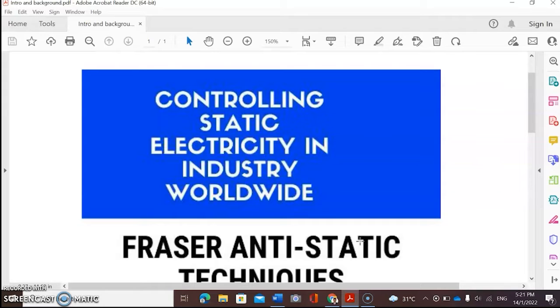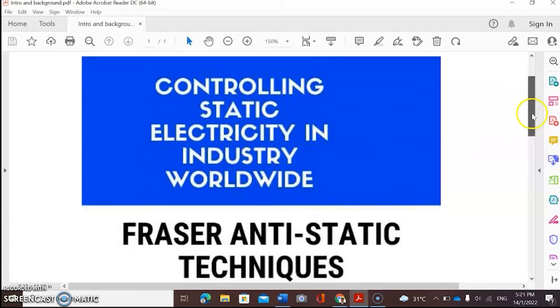So our project title is controlling static electricity in industry worldwide. And also the application name is Fraser Anti-Static Techniques.